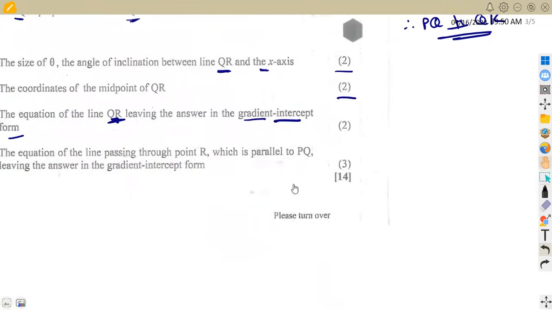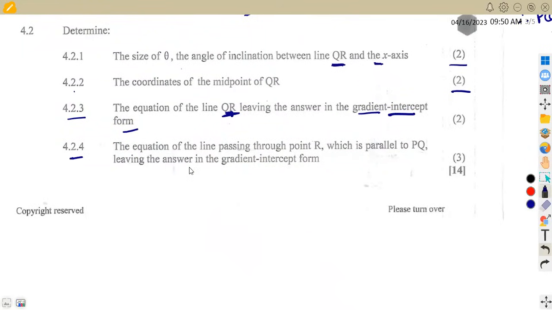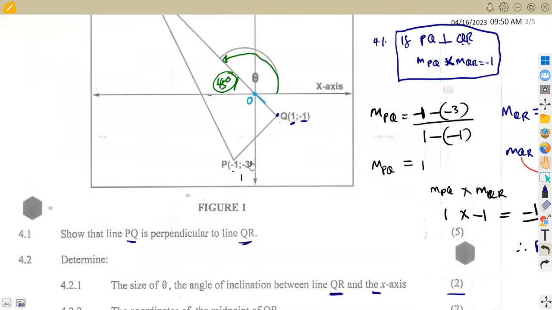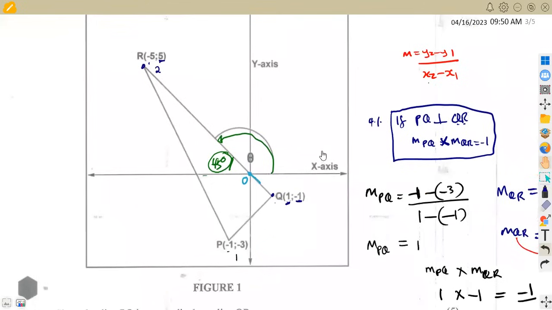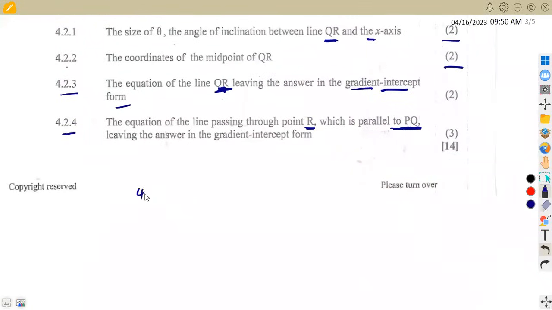All right. Now in 4.24 we are asked to determine the equation of the line passing through point R, which is parallel to PQ, leaving your answer in the gradient-intercept form. So take note here, it is parallel to PQ, passes through the point R. Okay, let's start by having our point R. This is our R here. The line is supposed to pass through this point R and be parallel to PQ. This is our R, which is (-5, 5).